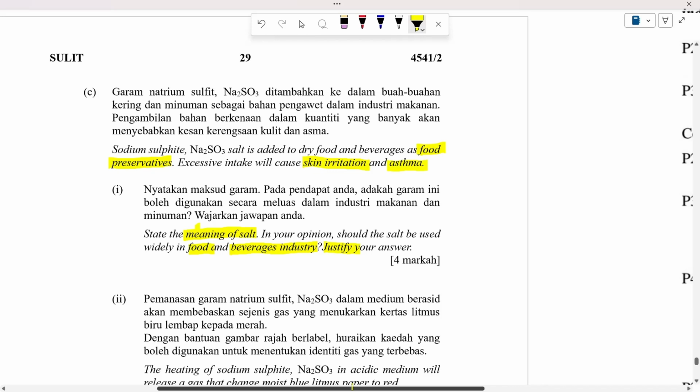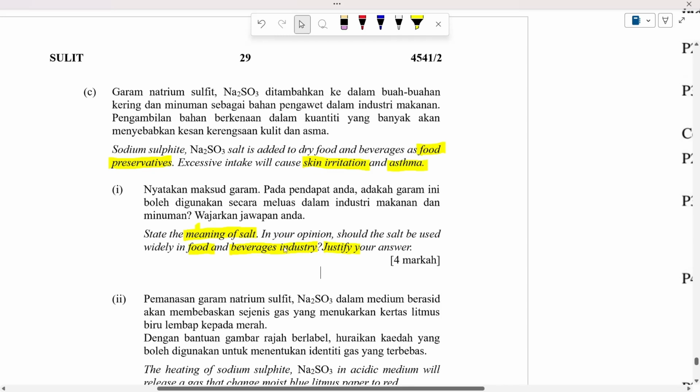Okay, hydrogen ions from the acid replaced by metal ions or ammonium ions. Yes. Now, second question, should the salt be used in the food or beverage industry? This one actually has no specific answer. You can agree, you can say no, but you need to justify. If yes, what is the reason? If you say no, what is the reason?